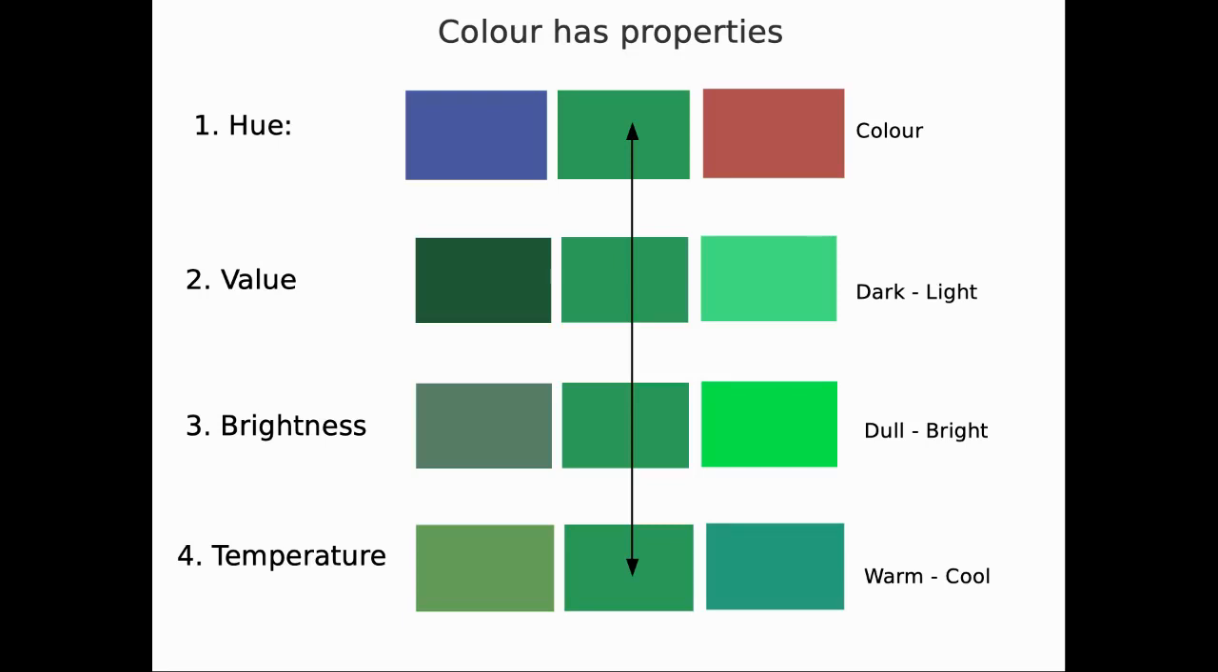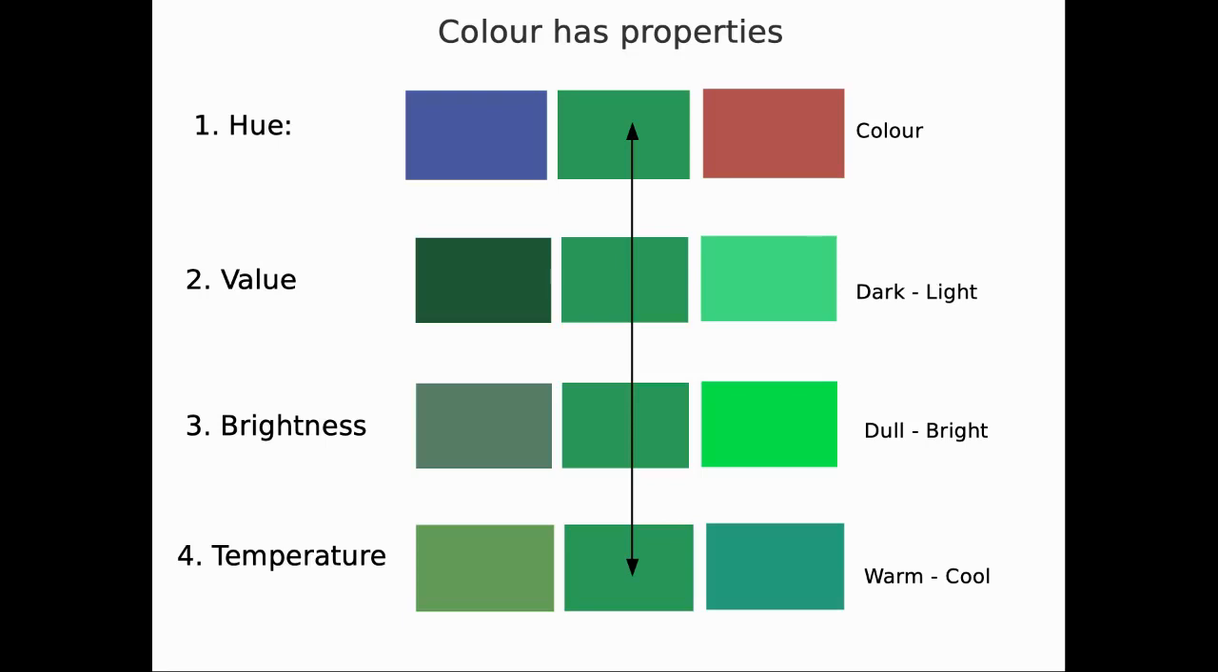The third property has, we talk about it having a kind of brightness. So you can have dull colors that are more like grays or browns, and you can also have super bright colors that are maybe more like neon. So there's that same green again. On the one side, it's shifted into a gray green. On the other side, it's a much brighter, more exciting neon green.